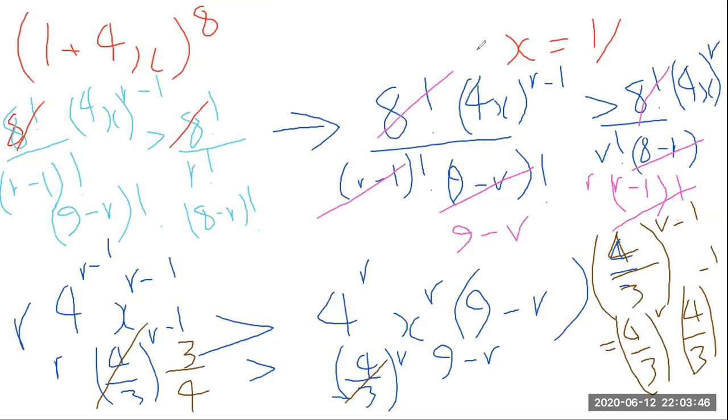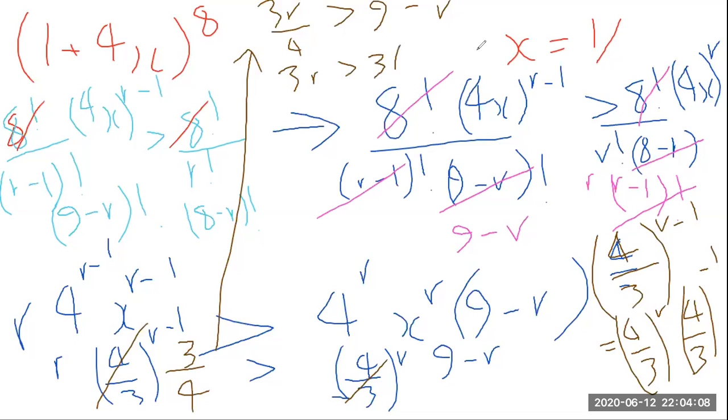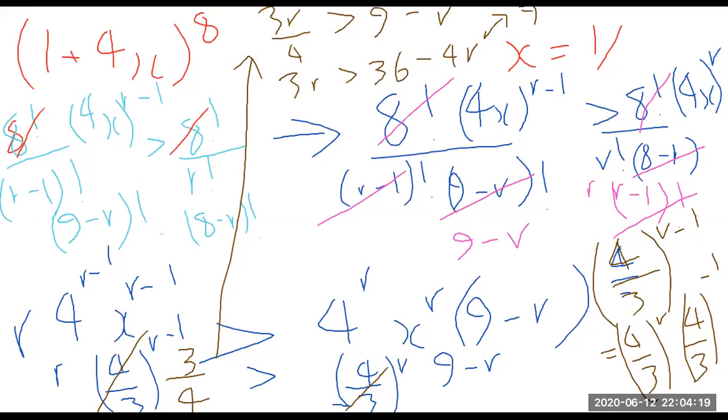Okay, we are getting there. So I'm continuing it above. 3r by 4 is more than 9 minus r. 3r is more than 36 minus 4r. We don't have to get an integer value for this because it's an inequality. We just need to get a critical value. 7r is more than 36.